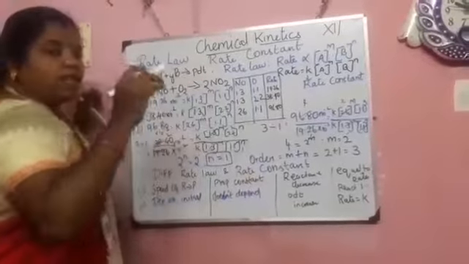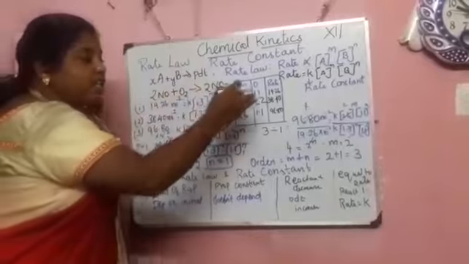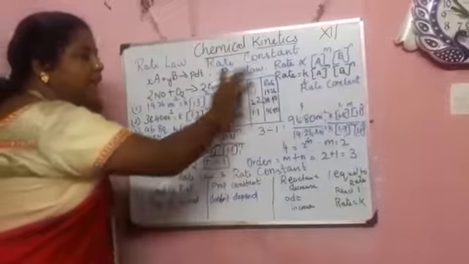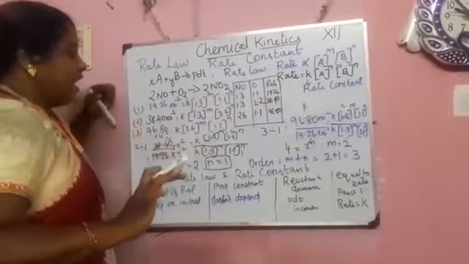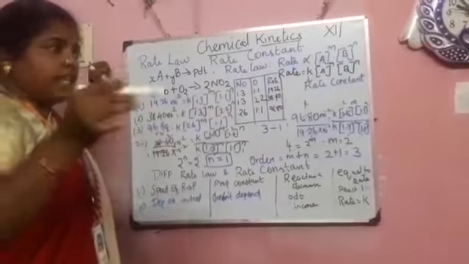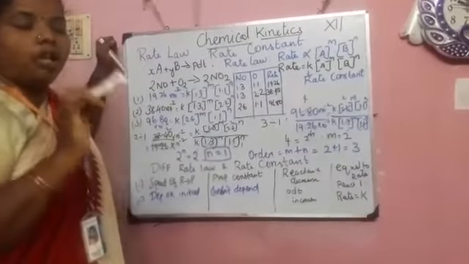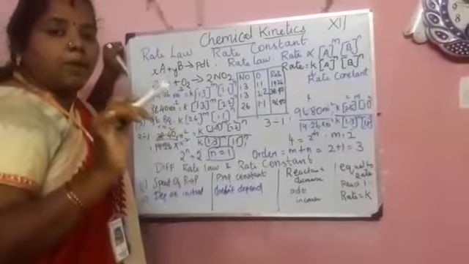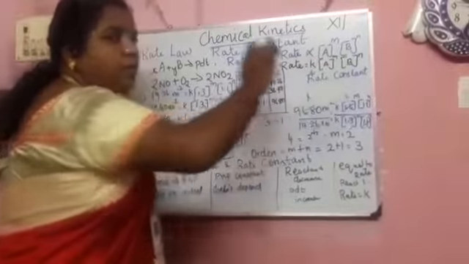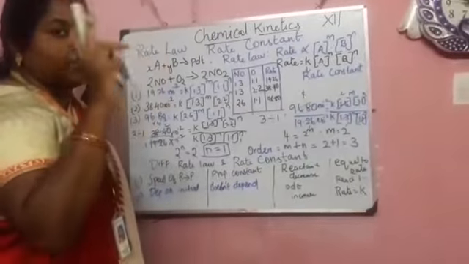Next, 1.3 concentration of NO reacted with 2.2 concentration of oxygen, and the rate is 38.40. This is given in the form of a tabular column. Let's see how we have to find the order of the reaction. You should know the definition: the order of reaction is defined as the sum of the powers of the concentrations of the reactants. I already told you that M and N are concentration powers, not stoichiometric numbers.